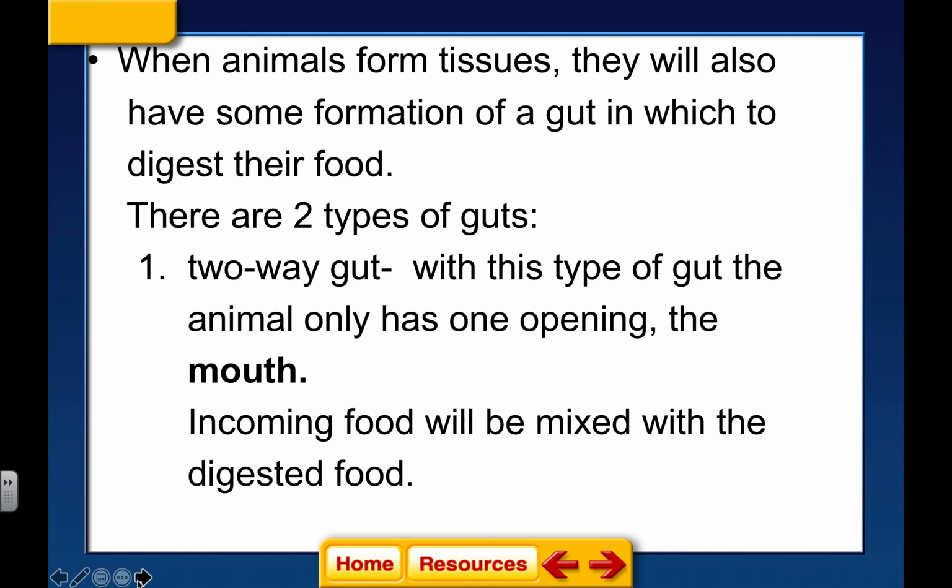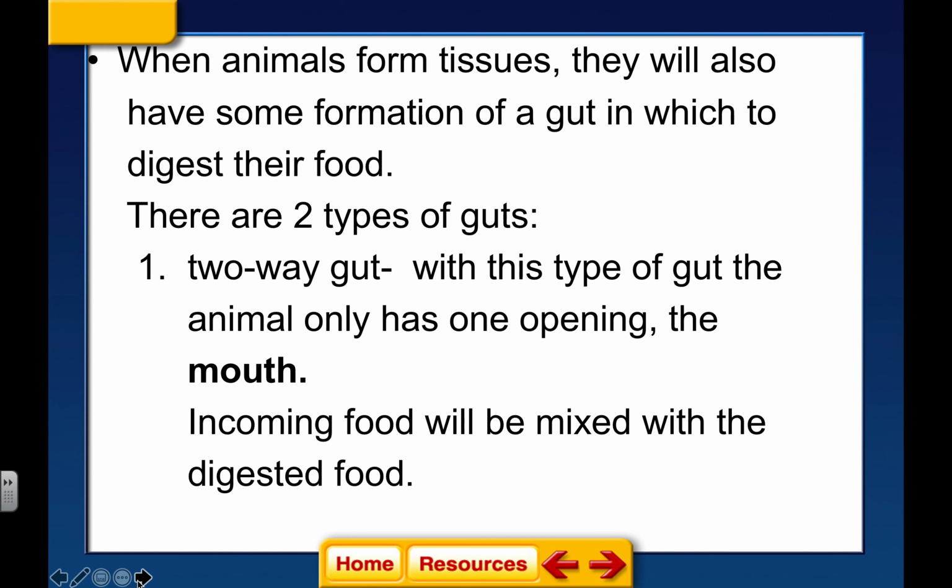Now, when the animals form these tissues, because the endoderm is the second to form, they have some sort of gut formation. Now remember, Porifera did not have a gut. What it had was called a central cavity. It was just a large cavity where the water came in from the intake pore and it exited through the osculum. But it was actually digesting food within an amoebocyte.